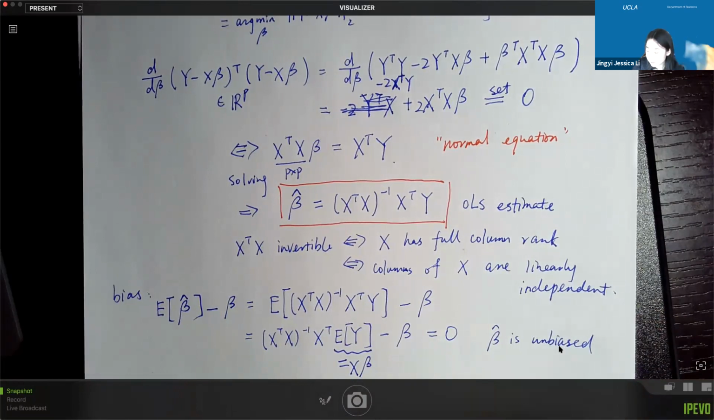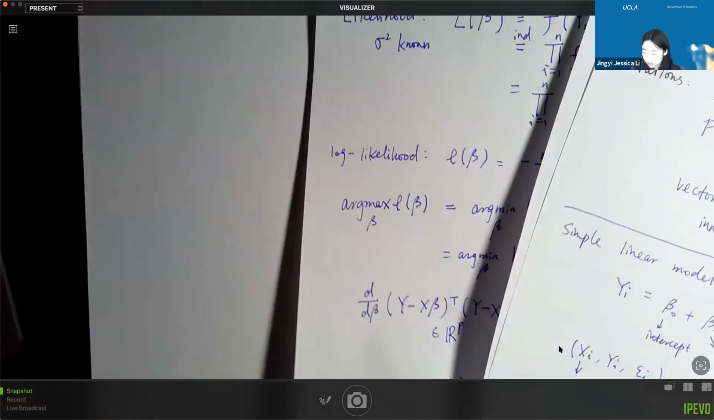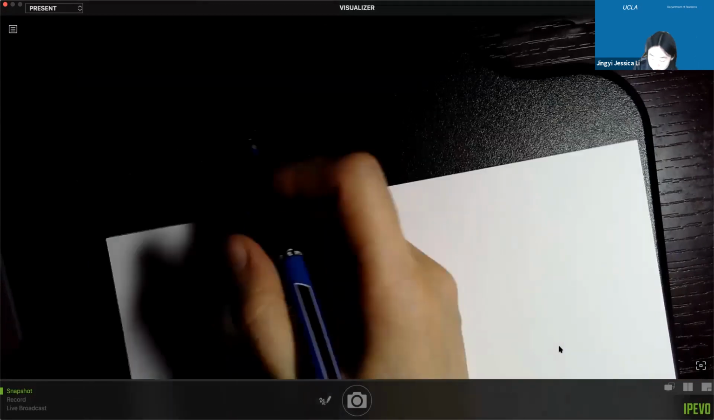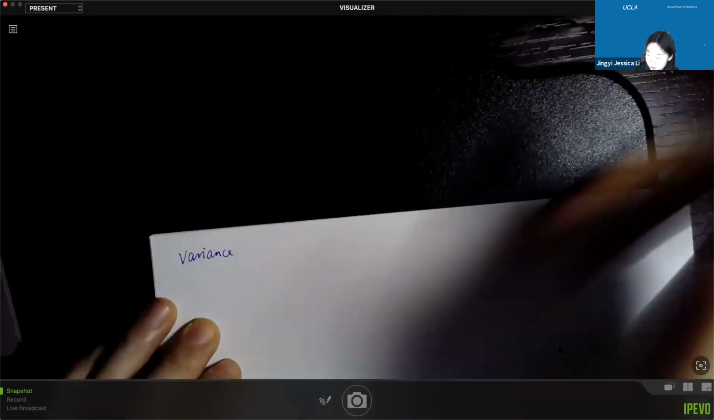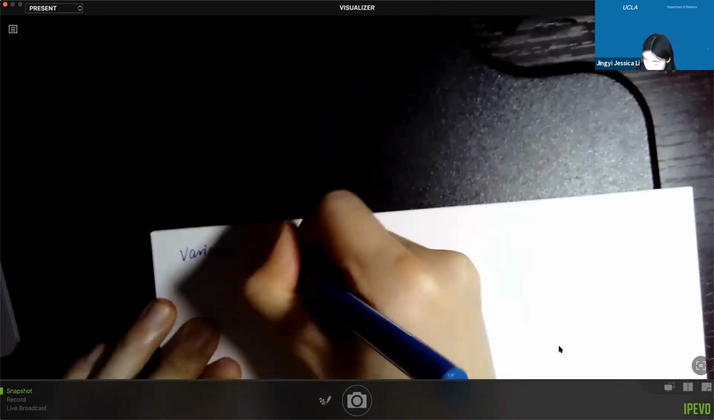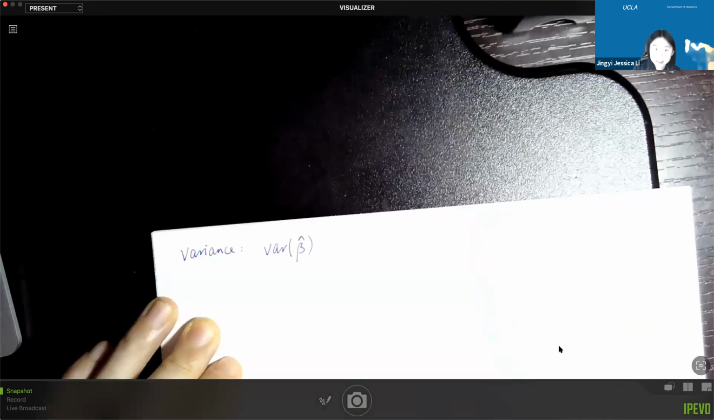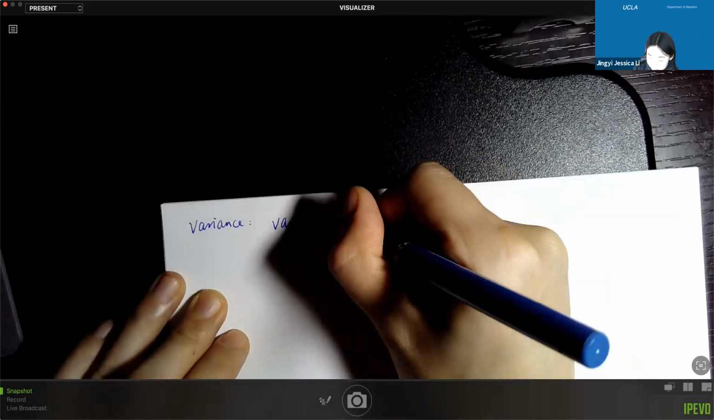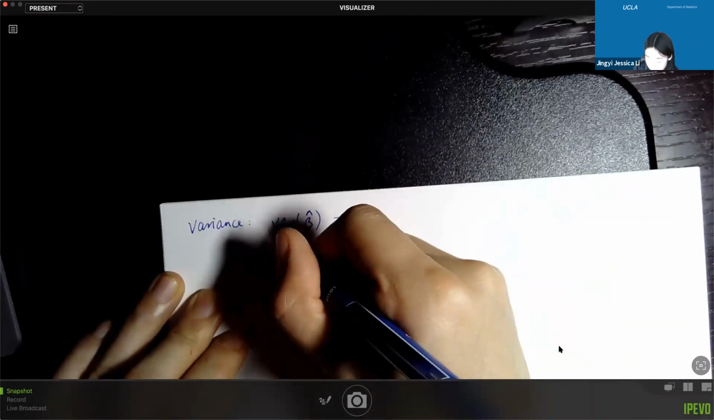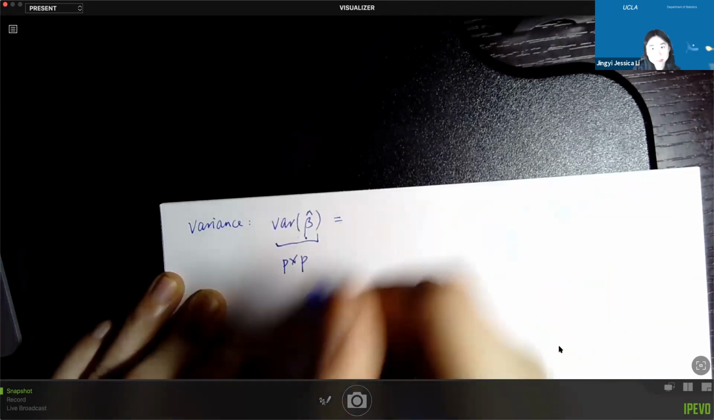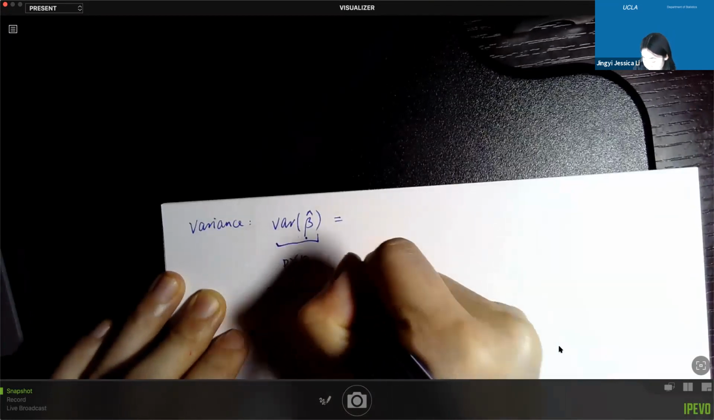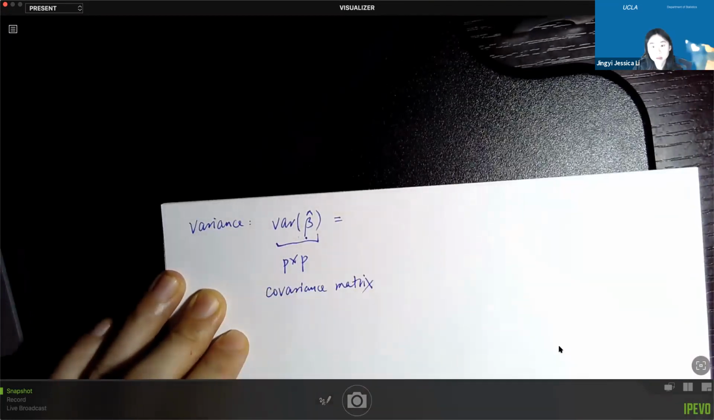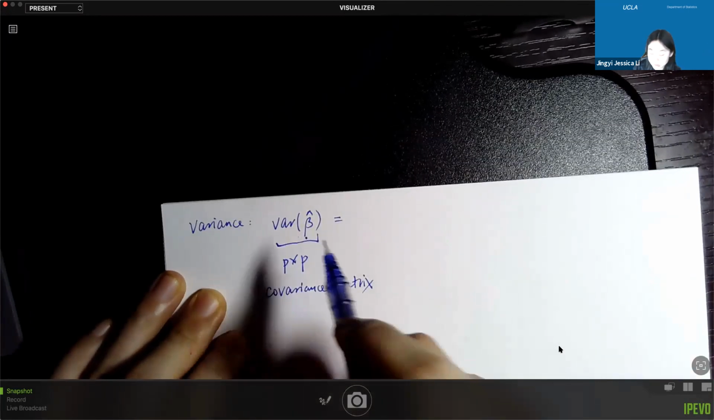That's the first property. The second property is about the variance, and we can still use that fixed design to greatly help us. So for the variance of beta hat, because beta is p-dimensional, this so-called variance is in fact a p by p covariance matrix. It's not a scalar variance, even though we're still using the same variance notation.